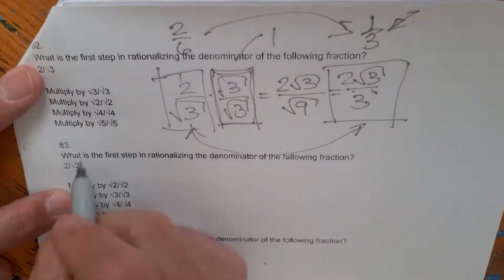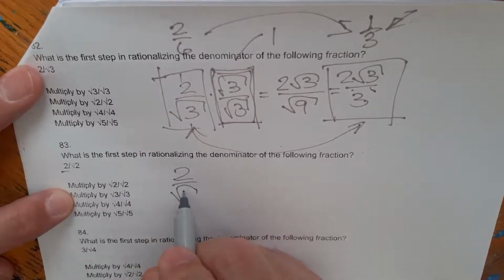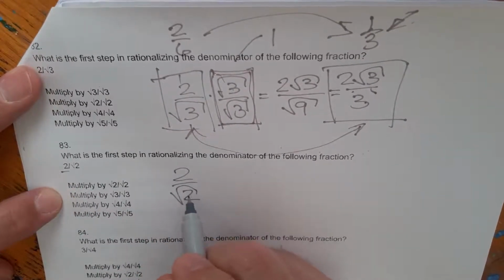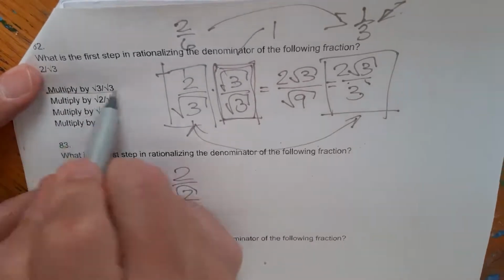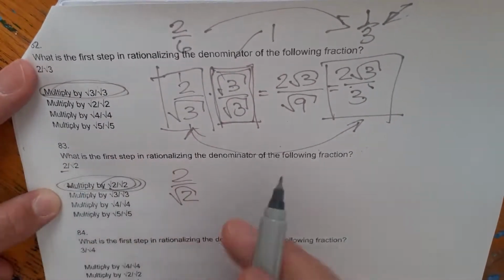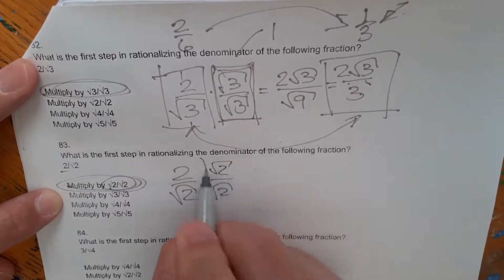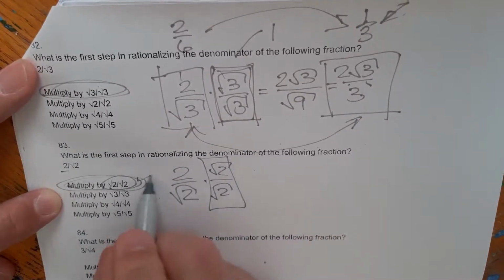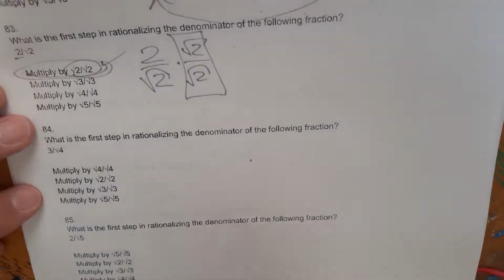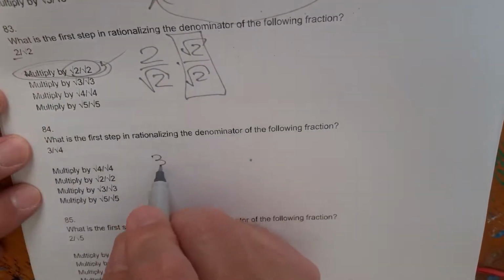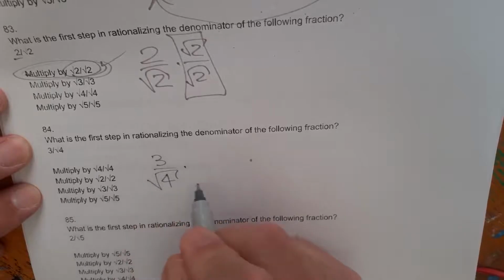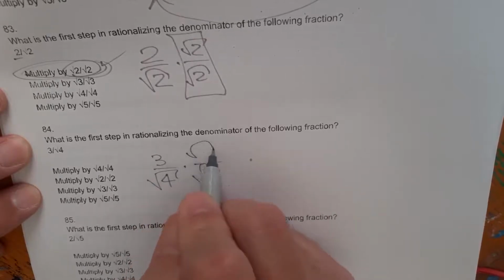All right. If you have 2 over radical 2 and you want to get rid of this down here, we're going to multiply by, so this one up here was radical 3 over 3. Now because it's a 2, it's radical 2 over 2. So radical 2 over radical 2 is what we'd multiply by. Check. What is the first step in rationalizing the denominator? If it were 3 over radical 4, guess what we're going to multiply it by? Radical 4 over radical 4.